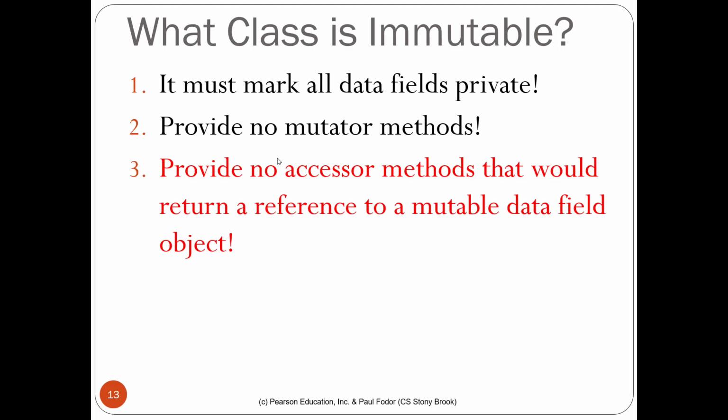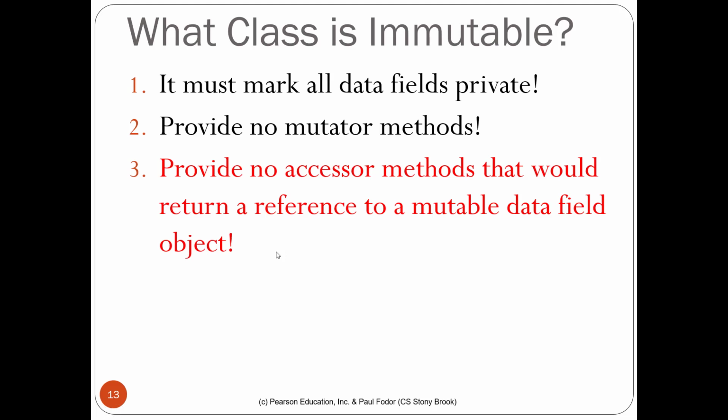and these methods can change the data fields if you call them from outside the class. Now this third point is very important, and that's where we'll have a little difficulty understanding, so please pay attention. It should not provide any accessor method that would return a reference to a mutable data field object.